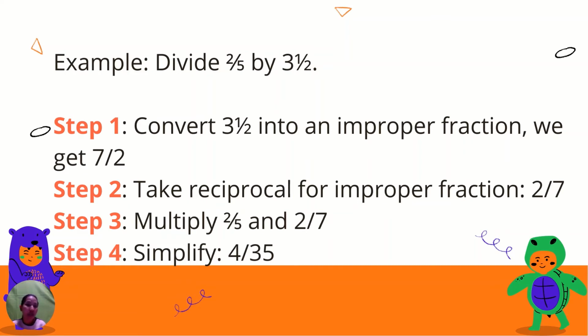And then, proceed tayo sa multiplication. 2/5 times 2/7, it's going to be 2 times 2 is equals to 4. 5 times 7 is equals to 35. So, the final answer in simplified form is 4/35. Hindi na natin siya kailangan pang i-simplify pa kasi simplified na yung answer niya.